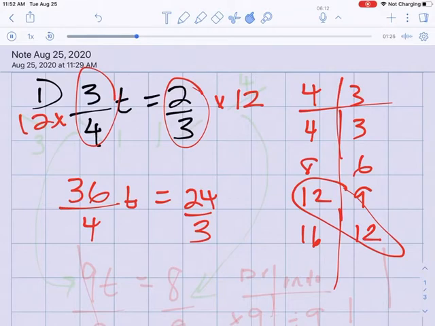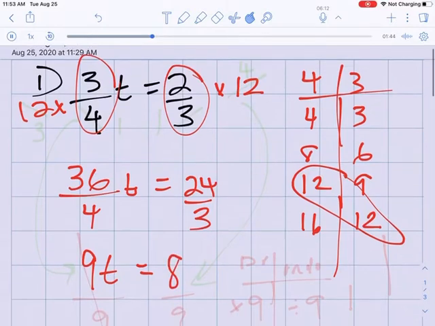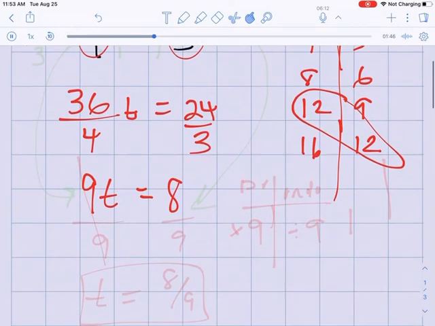Well, lucky for us, 36 is divisible by 4 and 24 is divisible by 3. If I do 36 divided by 4, that's 9. So I have 9t is equal to 24 divided by 3, which is going to give me 8. Okay, and I'll show you guys another way to do this in just a second, just to make things kind of extra clear.